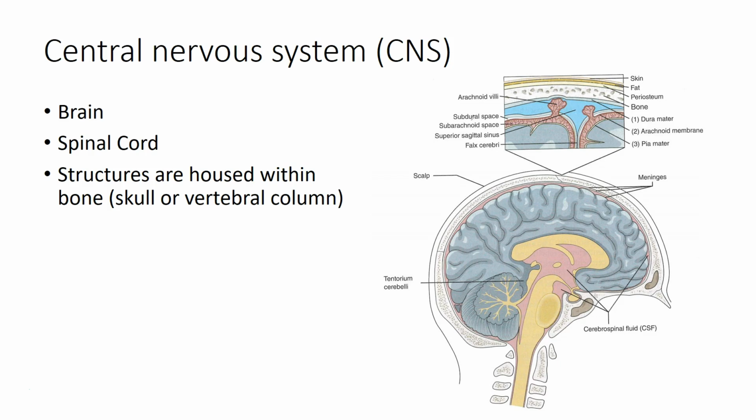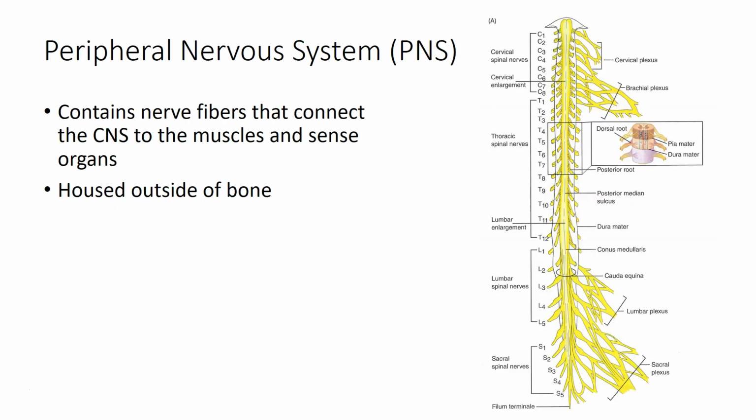The structural definition for these central nervous system structures is that they are housed within bone, contained within the skull or within the vertebral column, and are surrounded by cerebrospinal fluid. The peripheral nervous system are the nerve fibers that connect the central nervous system to the muscles and the sense organs outside of the brain and outside of the spinal column. All the peripheral nervous system structures are housed outside of bone and outside of cerebrospinal fluid.